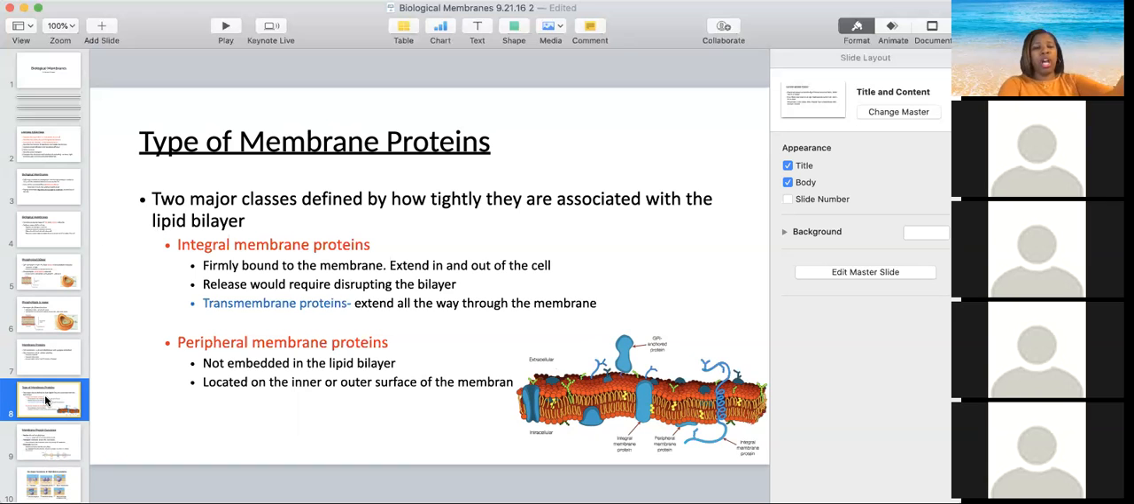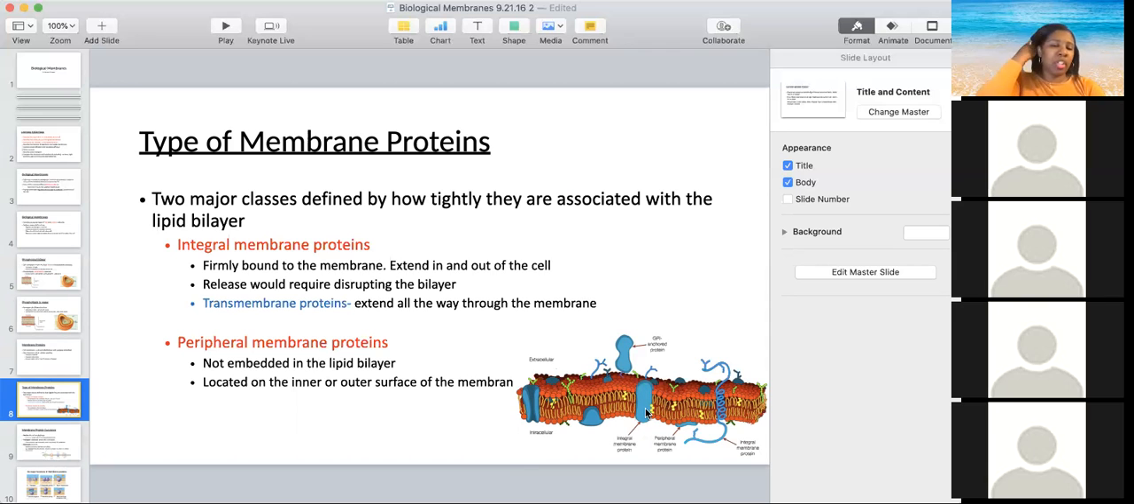Peripheral proteins, though, in contrast, are not embedded in that lipid bilayer, but they're going to be located on the inner or outer surface of the membrane. So this image right here is an excellent representation of what this phospholipid bilayer looks like with different proteins embedded throughout. If you see my mouse moving right here, this blue protein represents an integral protein. As you can see, it extends all the way through the width of this membrane, from the internal side all the way out to the external component. This is an integral protein right here.